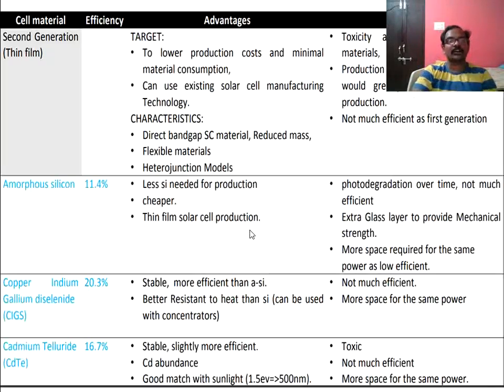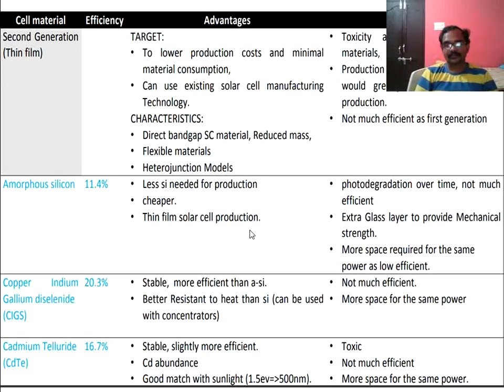Now let's come to the conclusion slide. The highest reported efficiency of amorphous solar cells is 11.4% so far. What are the advantages? Less silicon is needed for production. This amorphous silicon is silicon based. The material used for the production of this solar cell is silicon. Less silicon is required when compared to monocrystalline and polycrystalline, and thereby it is very, very cheap. It's a thin film solar cell. All these three are thin film solar cells.